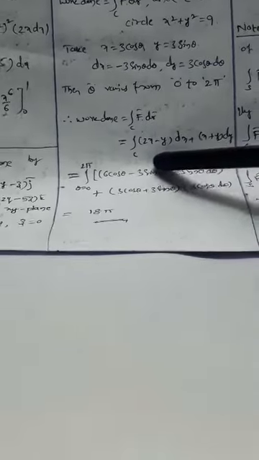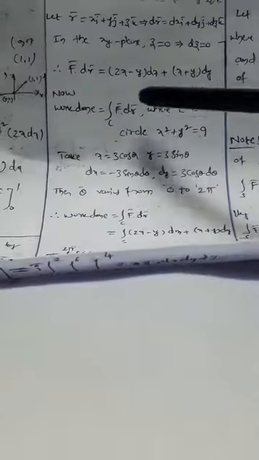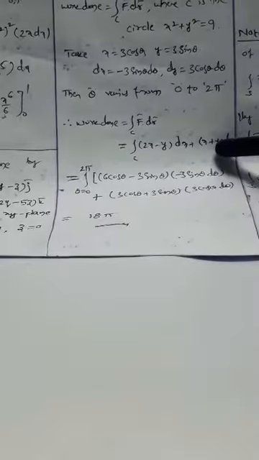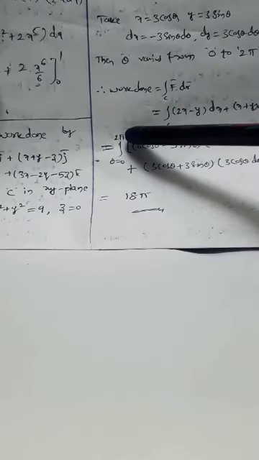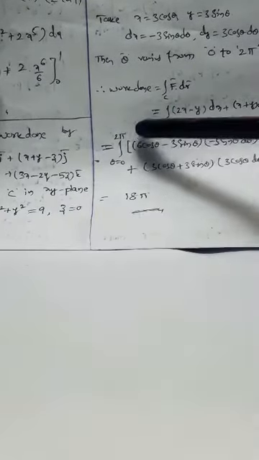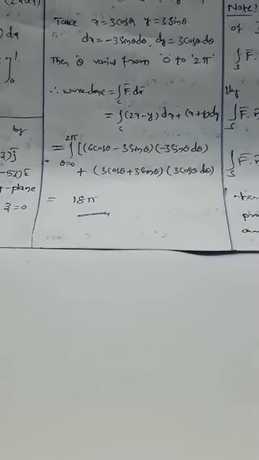Now work done is ∫F·dr. Already we have done F·dr, substituted here. Now the limit values are θ = 0 to 2π. By simplifying this, we will get 18π as the answer. This is how the line integral is used to solve problems. Now we have the surface integral.